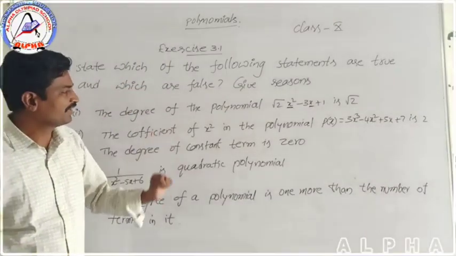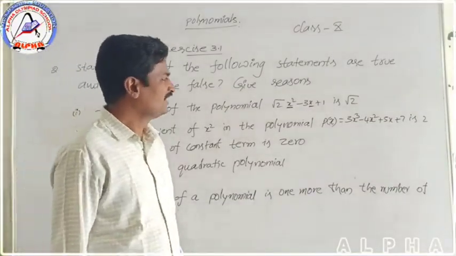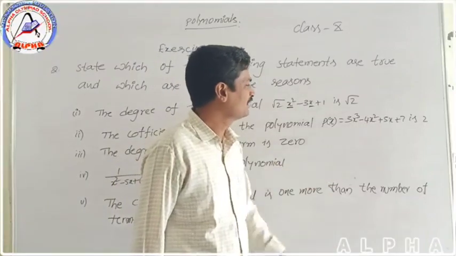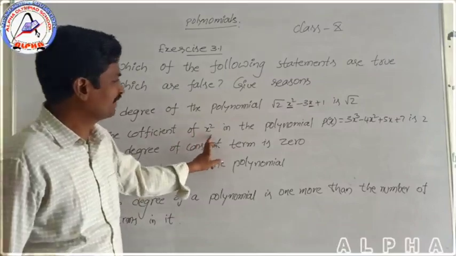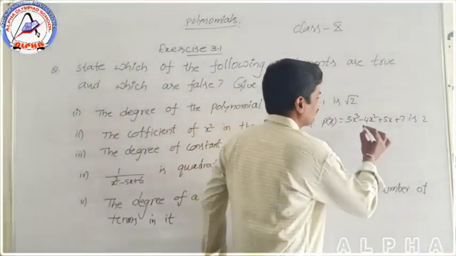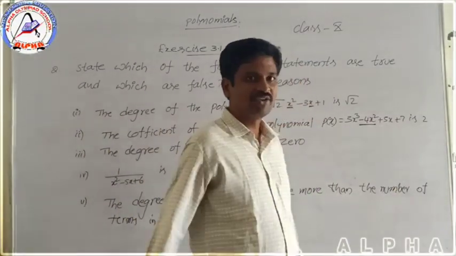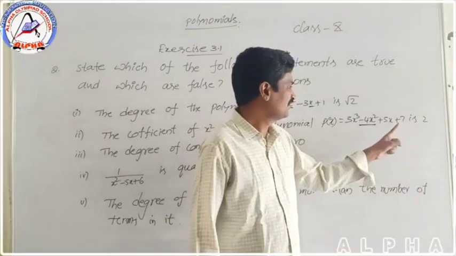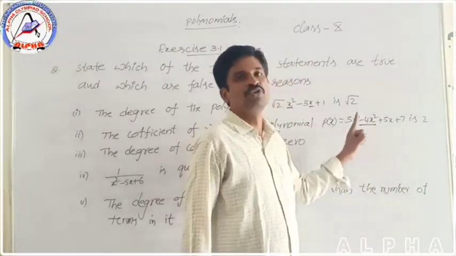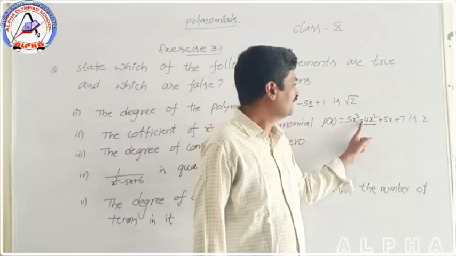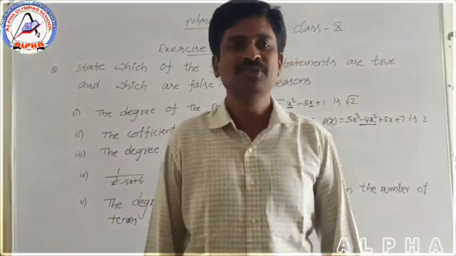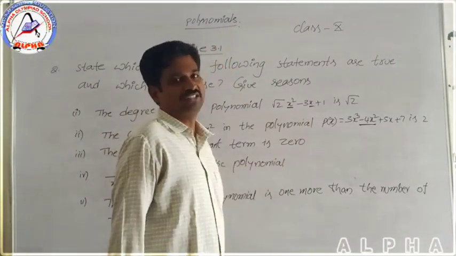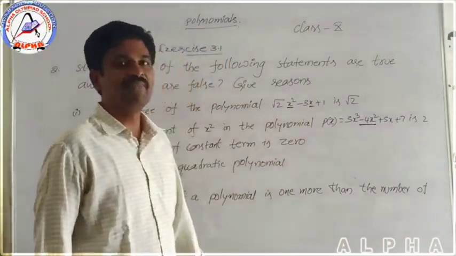The coefficient of x square in the polynomial 3x cube minus 4x square plus 5x plus 7 is 2. That means the x square term is this one. Its coefficient is the numerical number, minus 4, but here it is given as 2. That is also false. So its coefficient is minus 4.